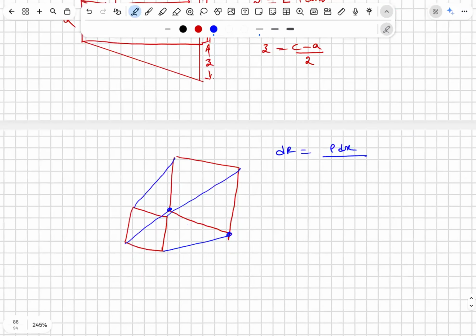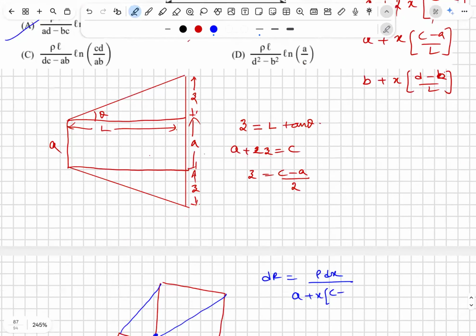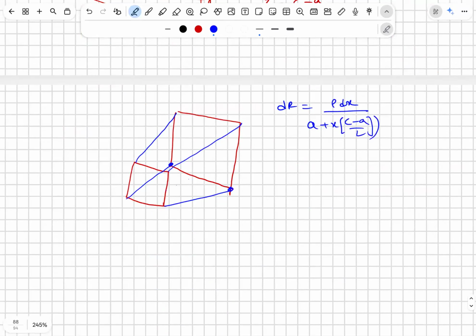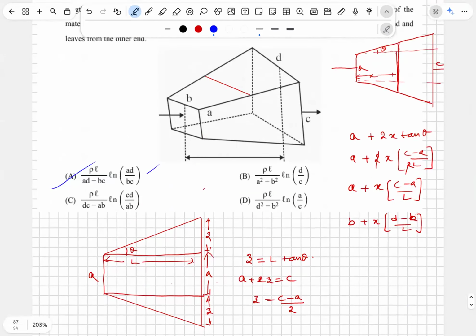Area means A plus X times (C minus A) by L, into B plus X times (D minus B) by L. And you do the integration part, with limits X equal to 0 to L. By solving which, you will get this as the answer.